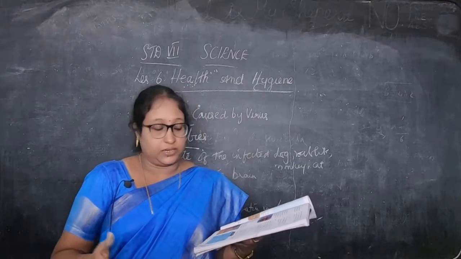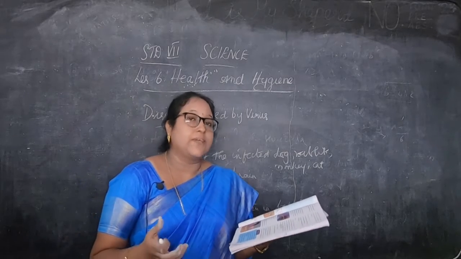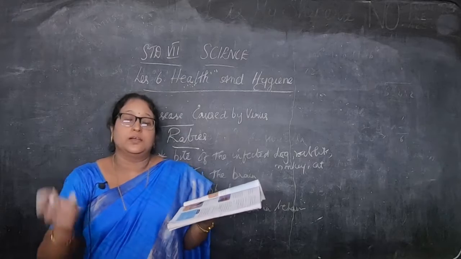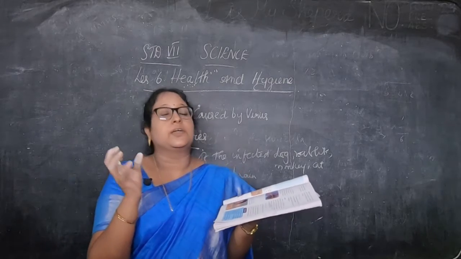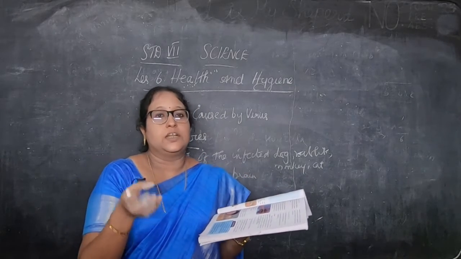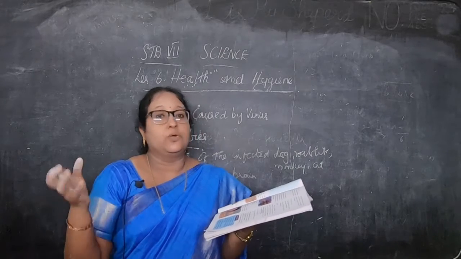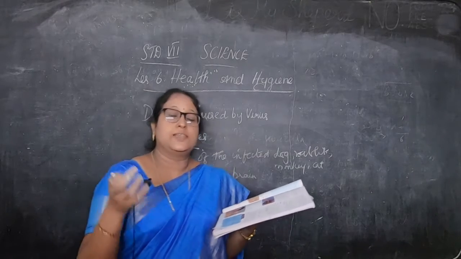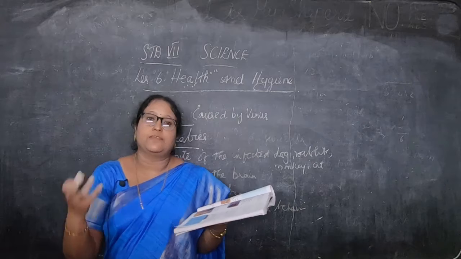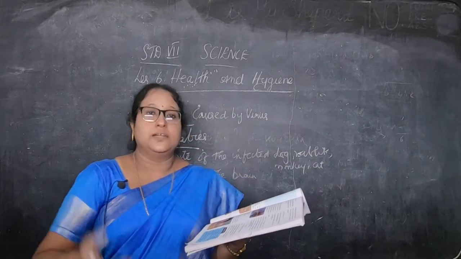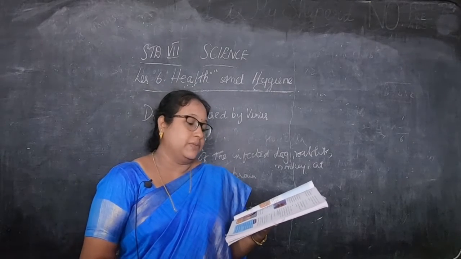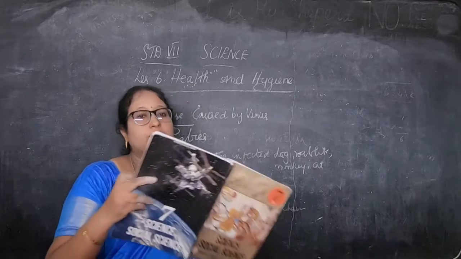Fatality means death. It can be prevented by timely vaccination. So if a dog or any animal bites us, we should immediately go and take the vaccination. Without vaccination, it may lead to death also. As soon as any animal bites us, we have to take vaccination, so that the fatality can be prevented by timely vaccination before the onset of symptoms.